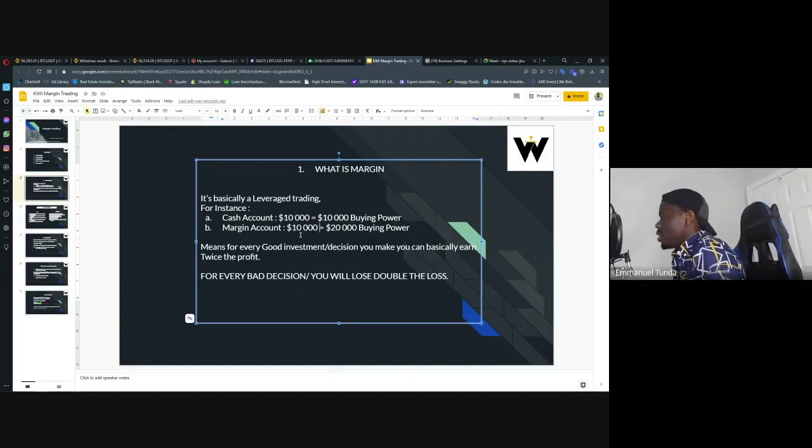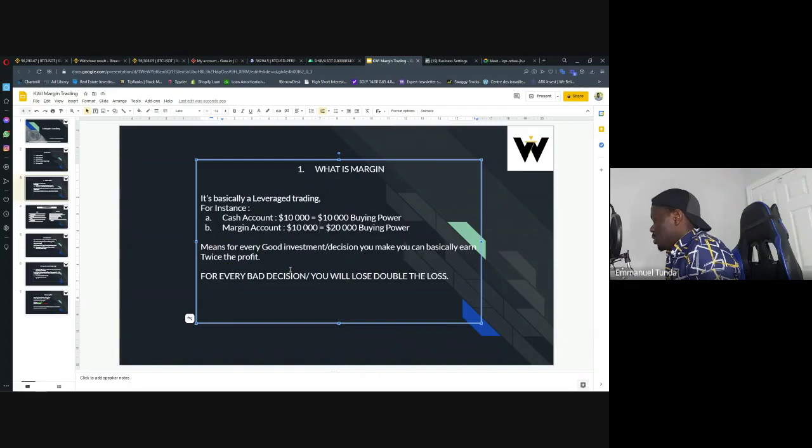So when you open a margin account, what you deposit is used as collateral, and the broker is kind of giving you a loan to trade with. So you put $10,000, they give you $20,000 to trade with, and it's kind of a line of credit that you can use depending on what you actually need in the market.